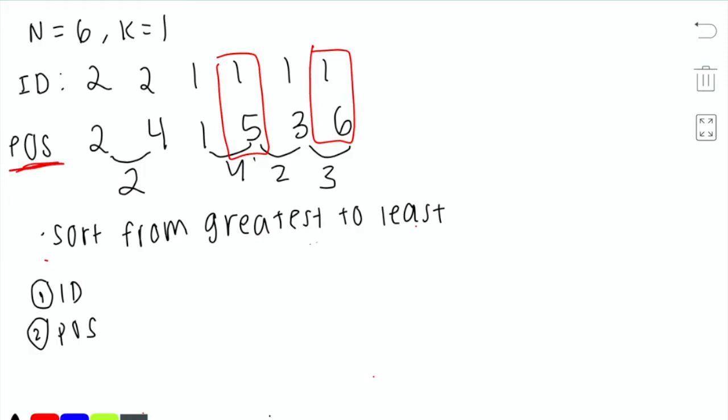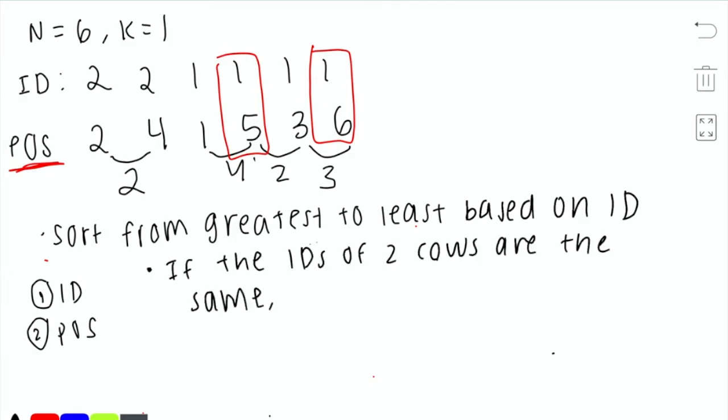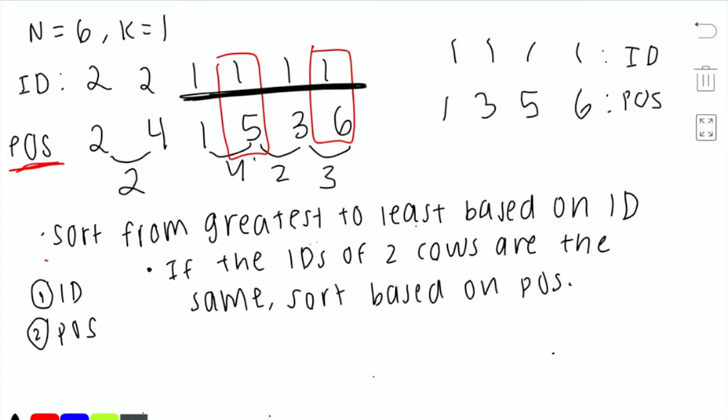So we're still going to sort from greatest to least based on ID. However, the second thing we want to do is that if the IDs of 2 cows are the same, we will sort based on position. And so in this case, we guarantee that we're looking at the minimal differences between the positions of these cows. Okay, so with that, let's go on to the code for this problem.